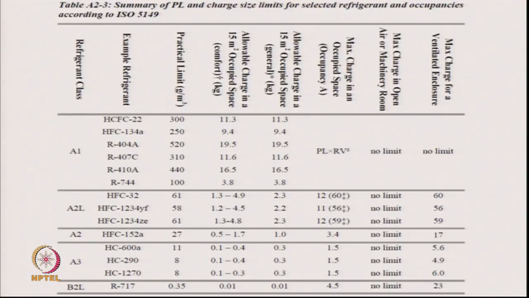Then we look at A2 refrigerants. I'm not going through all refrigerants, I'm just giving you a sense. So when you go to A2, which is higher flammability than A2L, then we are looking at limits of 0.5 to 1.7 kg for an occupied space, same occupied space. And then we look at hydrocarbons. So R600A, R290, so butane, propane, and HC1270, all of them are in the region of 0.1 to 0.3. So the highest flammability means we further have restrictions on the amount of refrigerant that can be there in a system.